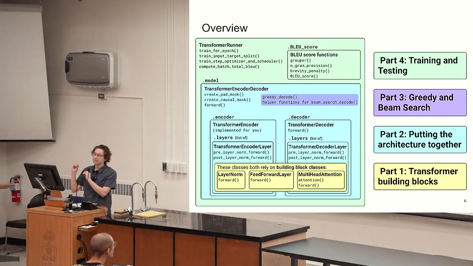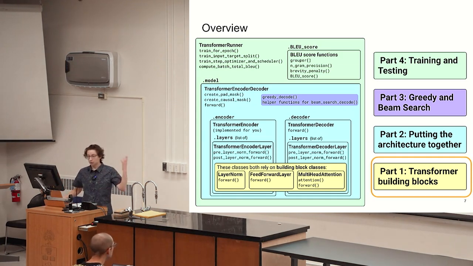And then the third part is the pieces for doing decoding. So it's not just having the model that can do one step of decoding, but how do we generate translations based on these inputs. So that's what part 3 is about. And then the final part, part 4, is about using this model to run experiments and also evaluate the quality of the translations. So this gives a sketch of what we're going to talk through today and also what you will be doing in the assignment. And we're going to start with talking about the transformer building blocks.